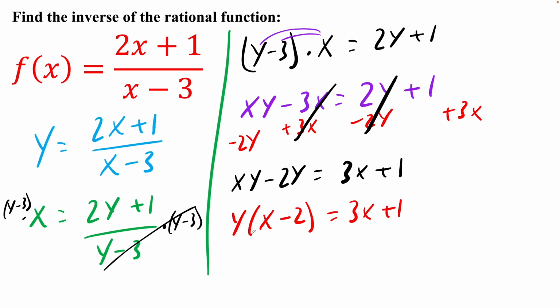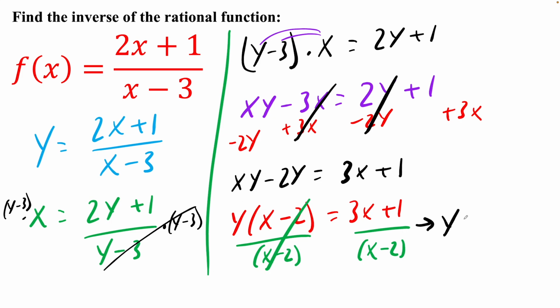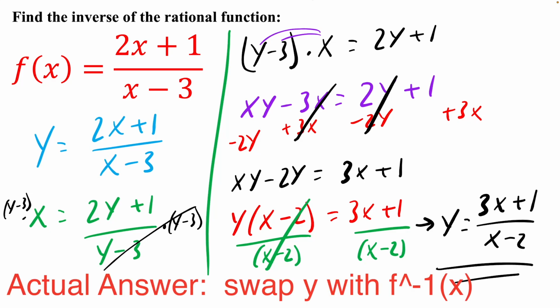Now our last step to get y by itself, I'm going to divide by x minus 2 on both sides. And so x minus 2 cancels out, and we'll finally have our answer. y is equal to (3x + 1) divided by (x - 2). This right here is our final answer. And that's all we need to do for this first problem.